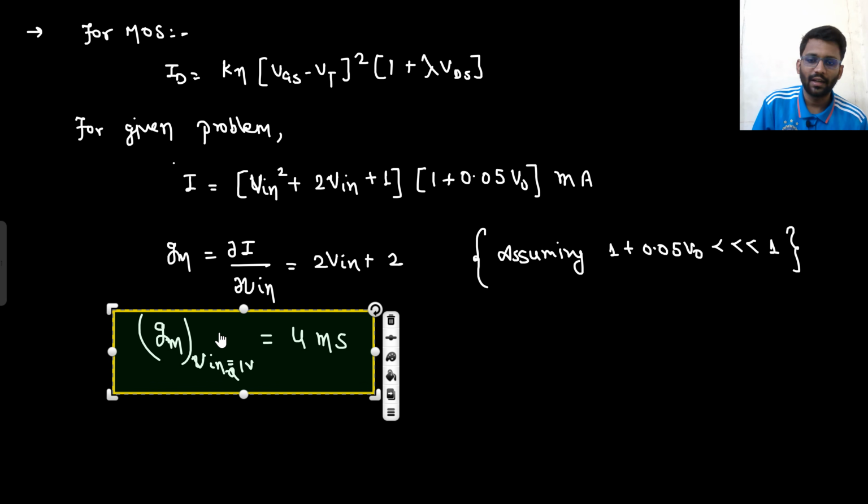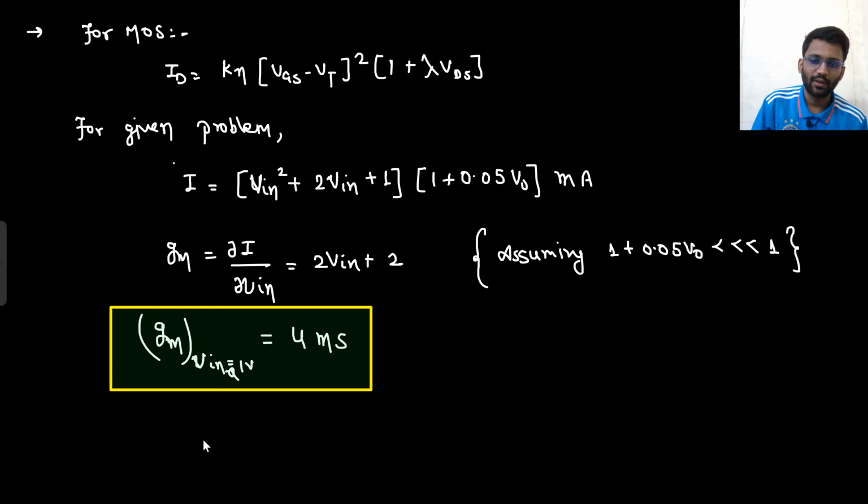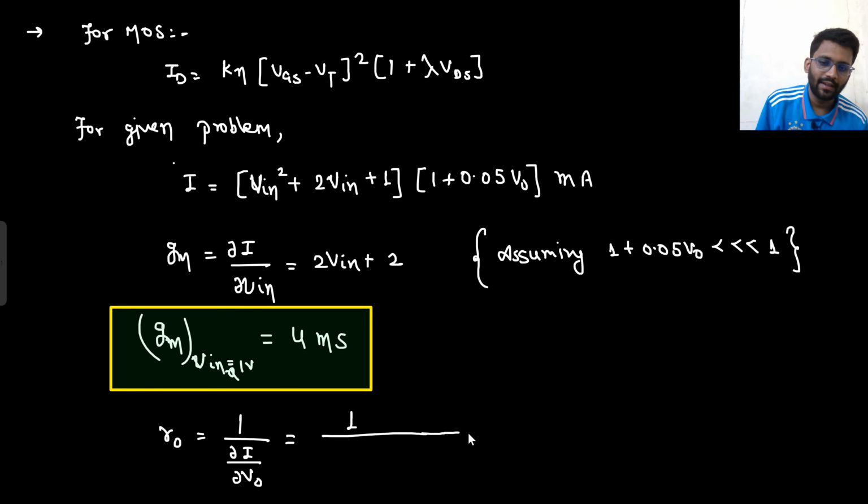Similarly, you can calculate the R out value as well. What will be the R naught value? For R naught, this will come as it is, because what is R naught? R naught is 1 upon del I upon del V naught, from the output impedance. So 1 upon del I upon del V naught. This will be as it is, Vn square plus 2 Vn plus 1, and then differentiation with respect to V naught. So this will give you 0.05.